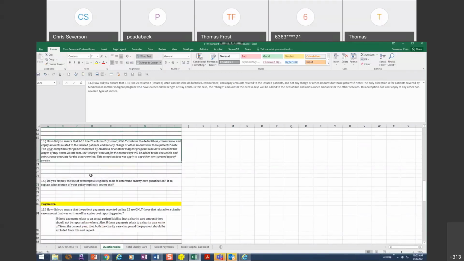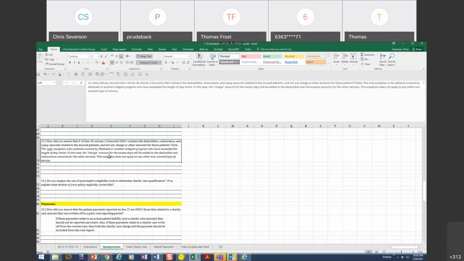Column 13, how did you ensure that S10 line 20 column 2 for the insured only contains deductibles, coinsurance, and copay amounts related to insured patients and not any charge for other amounts for those patients? But we do give the exception about the Medicaid program exceeding the length of stay limit. That is currently the only exception where column 2 is not just going to be a deductible, coinsurance, and copay amount, part of that will be charges, but just for those special Medicaid length of stay limits. And then again, that amount is also in line 25.